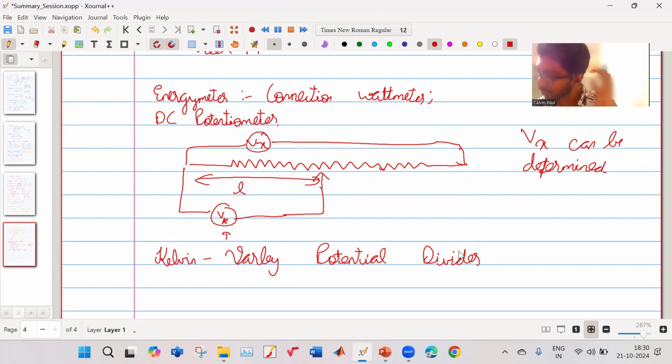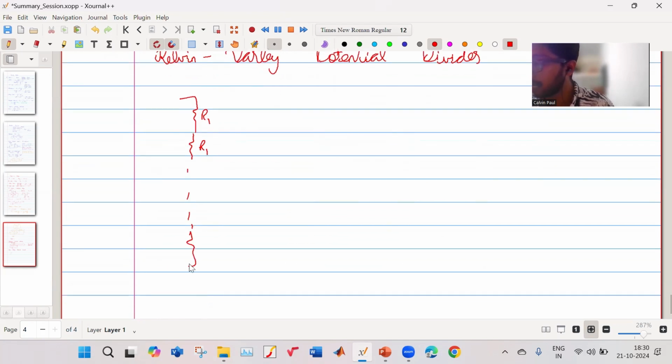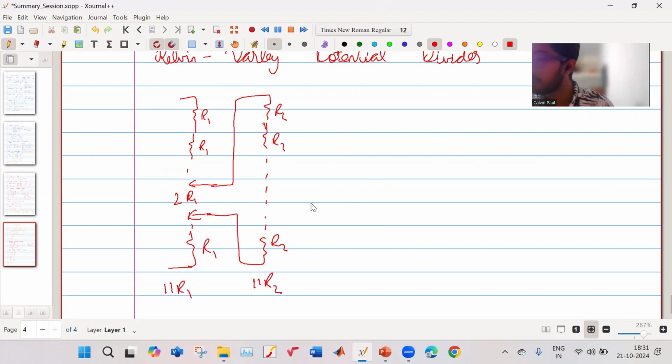So this also is similar to a DC potentiometer. It will have some resistors R1, R1, etc., and one more R1. Then this will be between two R1. Then it will go to some R2, R2, on and on. Again, there will be some, say, 11 R2, so 11 R2 and 11 R1 will be there.